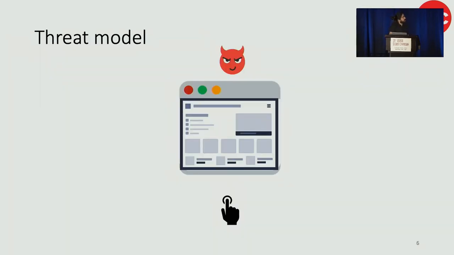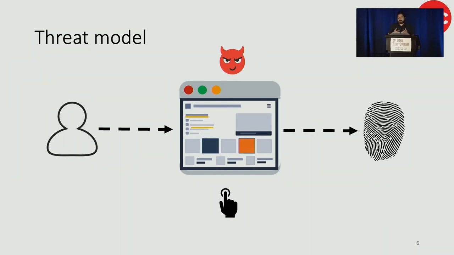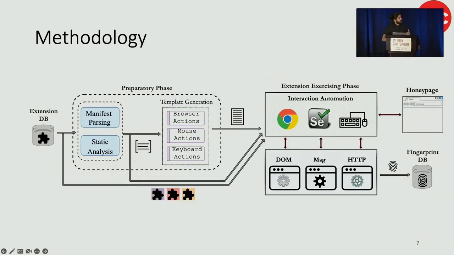For our work, we assume the following threat model. We assume that the user visits a malicious website that fingerprints extensions. The user performs a set of user interactions, and based on the modifications that are introduced by those interactions, the website is able to fingerprint the extensions of the user and their devices accordingly. To study this tracking paradigm, we design a methodology which is based on two phases. In the first phase, we perform different kinds of analysis and generate the user interaction templates, while in the second phase, we exercise the extensions accordingly and generate the fingerprints.